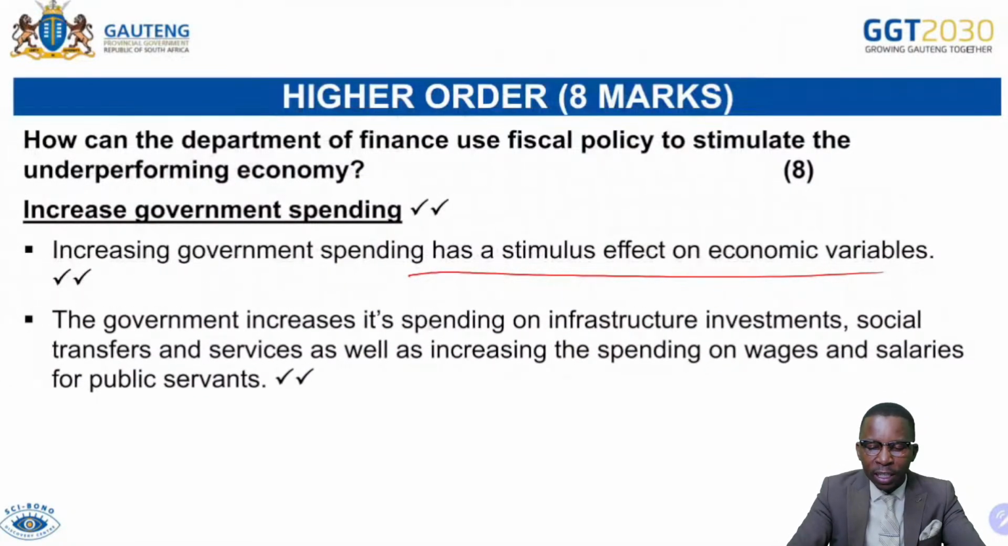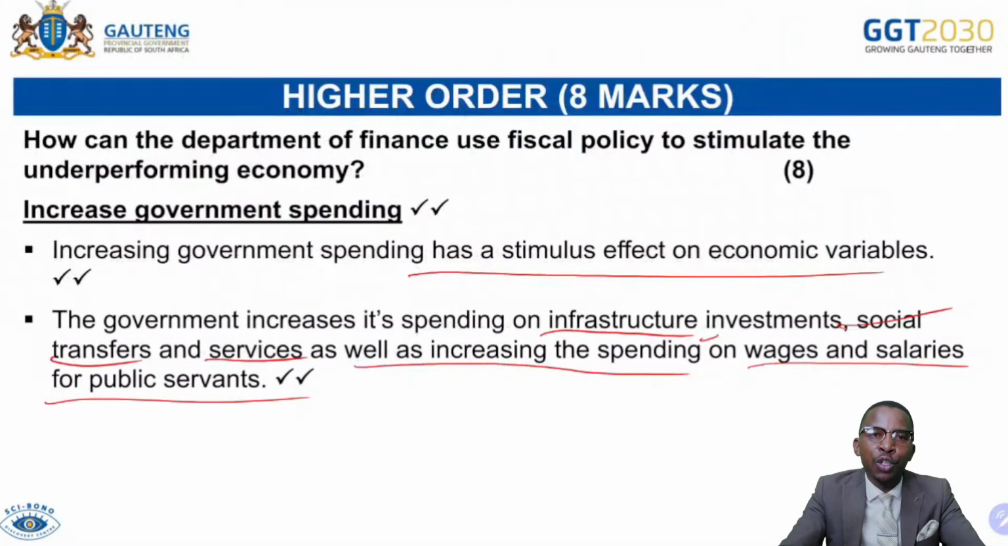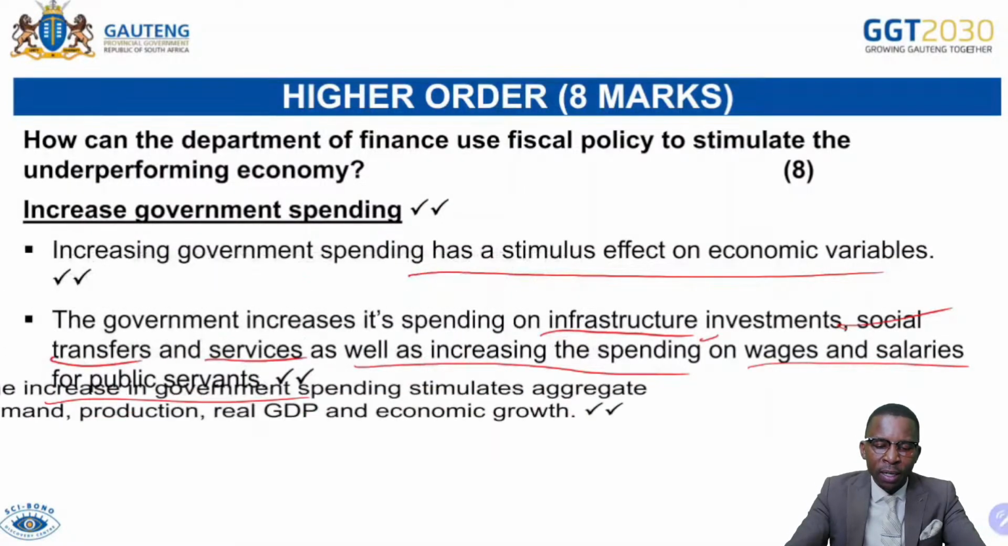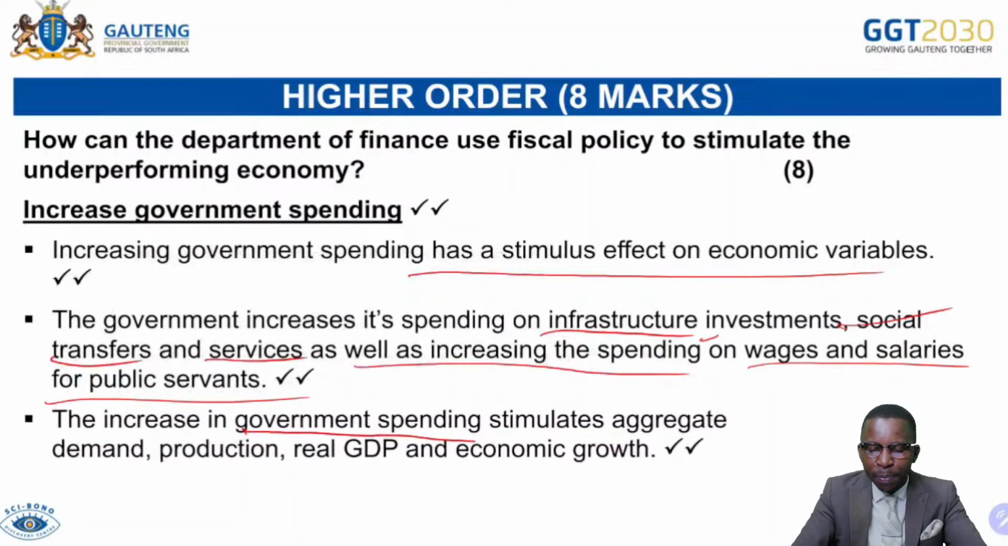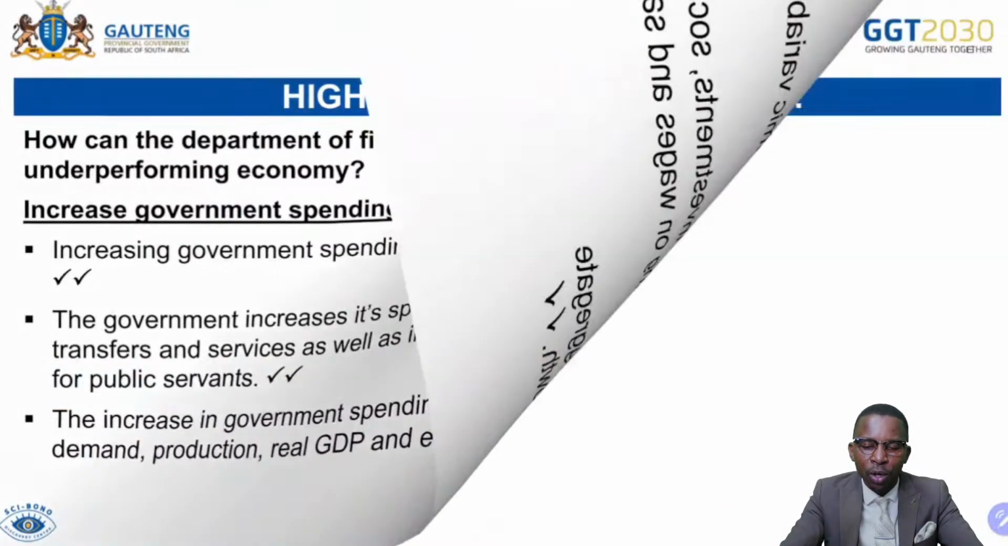Then the government can increase the spending on infrastructure, investments, social transfers, services, as well as increasing spending on wages and salaries for public servants. That can lead to more money available to spend on goods and services. The increase in government spending stimulates aggregate demand, production, real GDP, as well as economic growth.